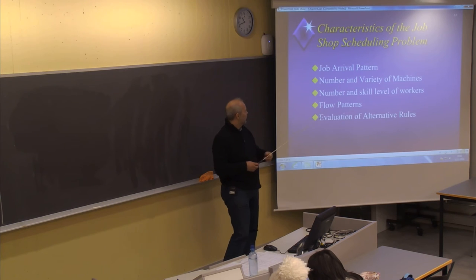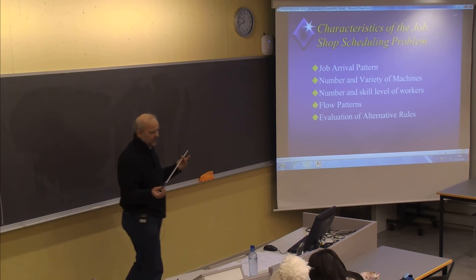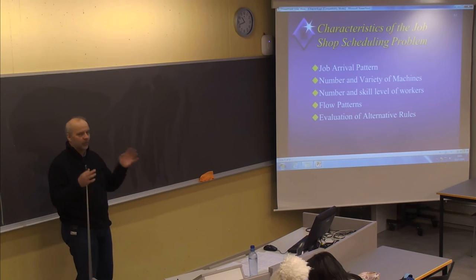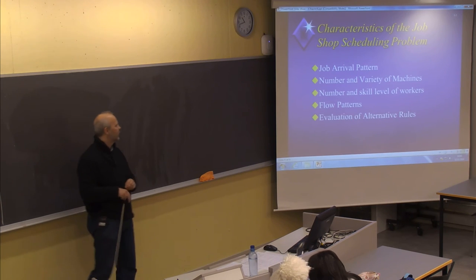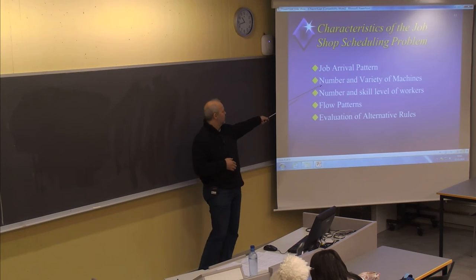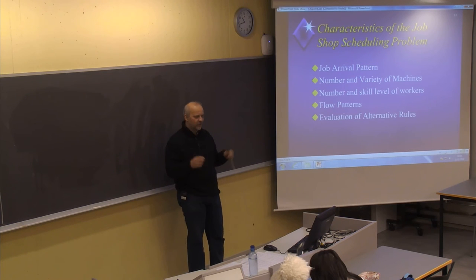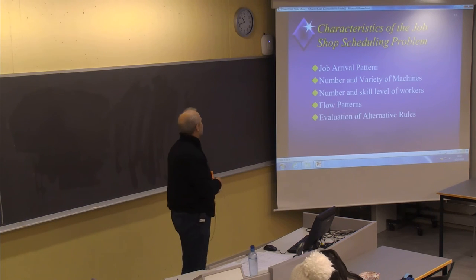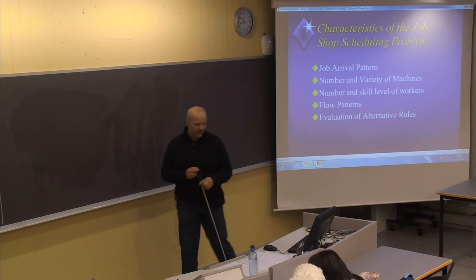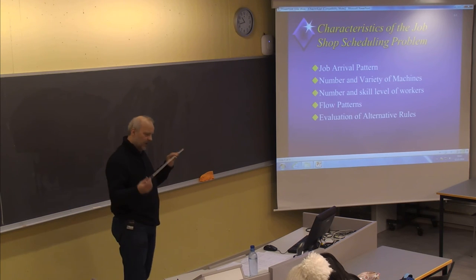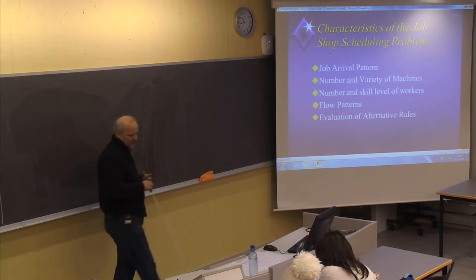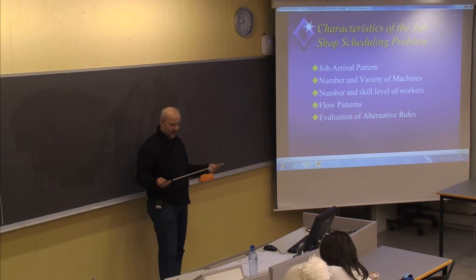The number and variety of machines is, of course, important. There could be different types of machines with different characteristics. Some machines can be used to produce different products. Other machines might be specific to other products or components. And of course, the number of machines will decide how many production lines you can have in parallel. Of course, the number and skill level of workers will also matter. You can have specialists on different jobs, or you can have some production which doesn't need particular skills, and you can assume that all the workers are equally skilled.